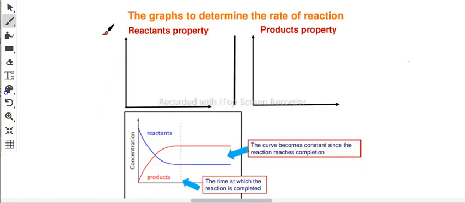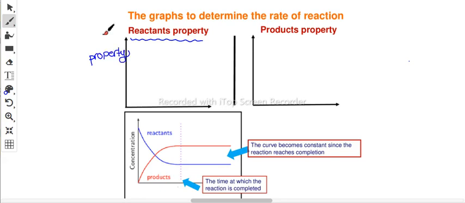Here I have the two different graphs that can be taken whenever we are considering the rate of reaction. If we are following a reactant's property per unit of time, I'm going to find that I have a y and the x-axis. Here I have the property of the reactant, no matter what this property is. It could be concentration, it could be mass, it could be pH, could be conductivity. So I'm going to write on the y-axis right here the property that we are measuring.